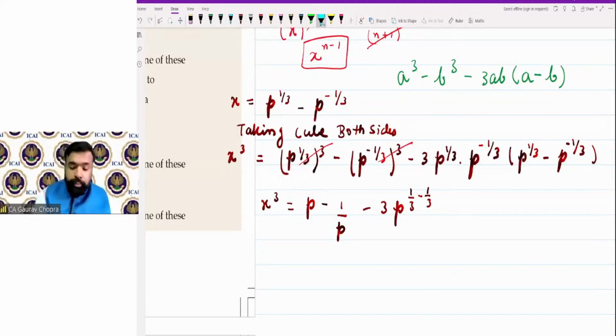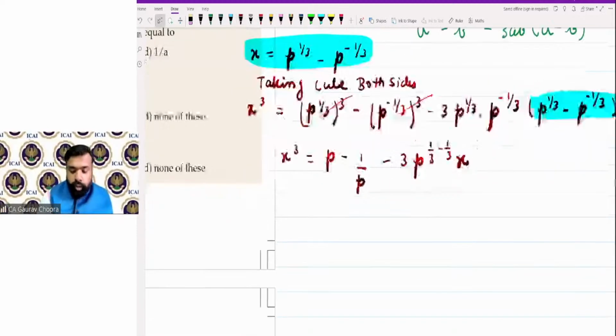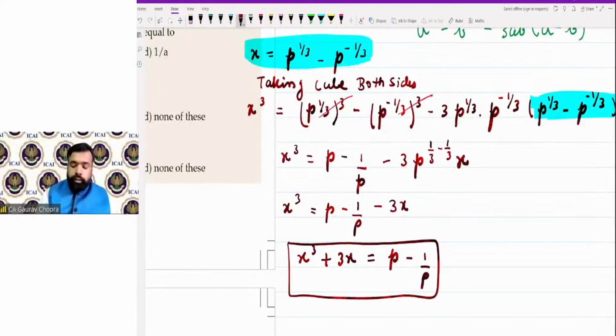This completely can be written as x. Why? Because this is given in the question, and this is the value of x. So in this place we can write x. So we can write x cube is equal to p minus 1 upon p, minus 3x. Minus 3x will go to the other side and it will become x cube plus 3x equal to p minus 1 upon p. So this is the final answer.